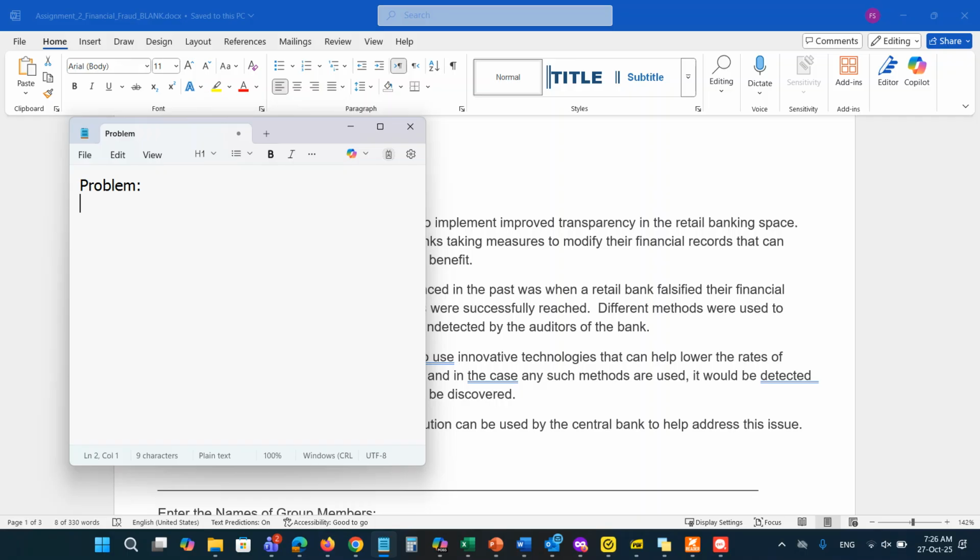Problem. Retail banks have been falsifying their financial records and submitting them to the central bank. So basically what happened was, and this is a very common problem in financial services, it happened many times before globally, and the problem is that certain banks have falsified their financial records at the end of the year or the financial year or fiscal year.